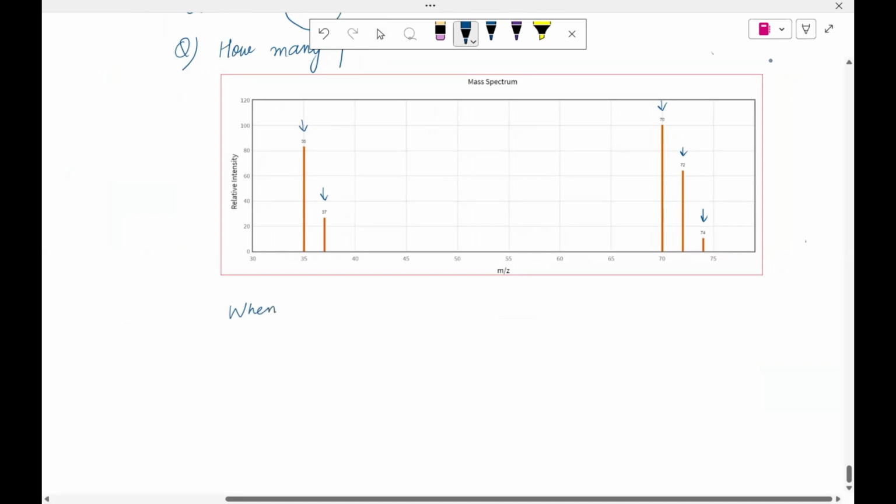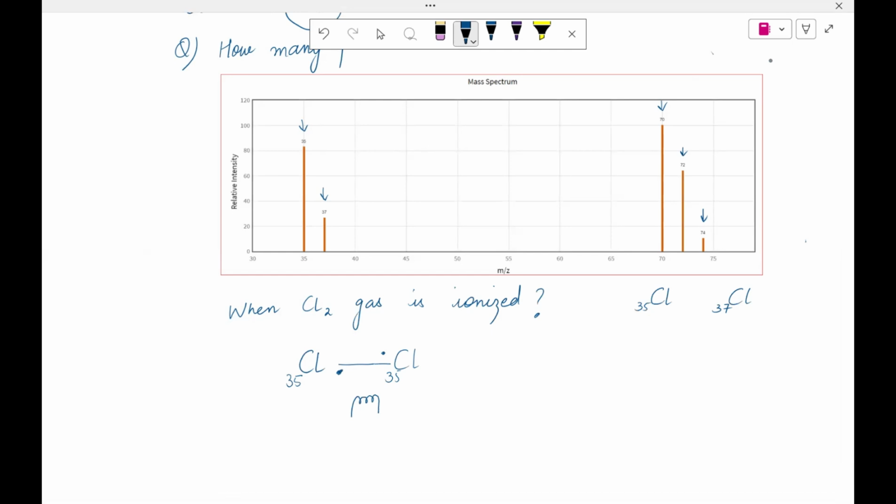So let's find out the answer for that. When Cl2 gas is ionized, what is going to happen? For example, the first molecule that chlorine is having, we know that it has two isotopes, Cl35 and Cl37. So when this molecule which is having Cl35 and the other also having Cl35, both of them are sharing an electron. So when the electron gun is bombarding electrons, what is going to happen? A bond is going to break, and this electron has been removed.